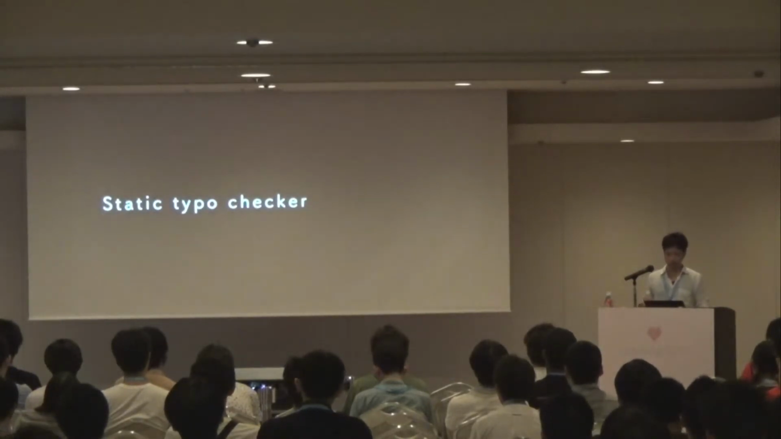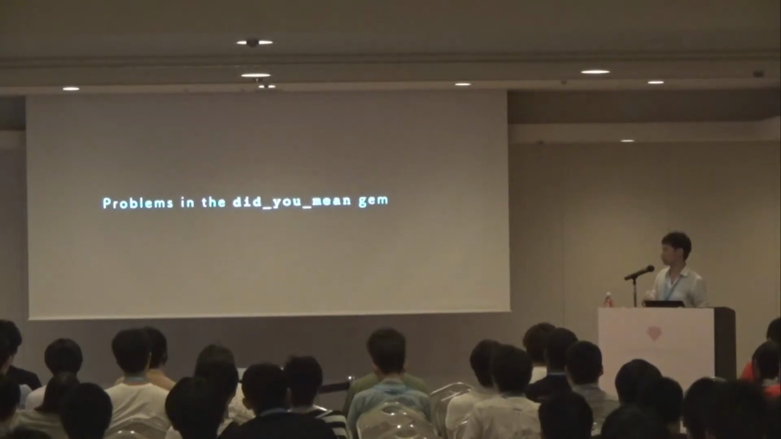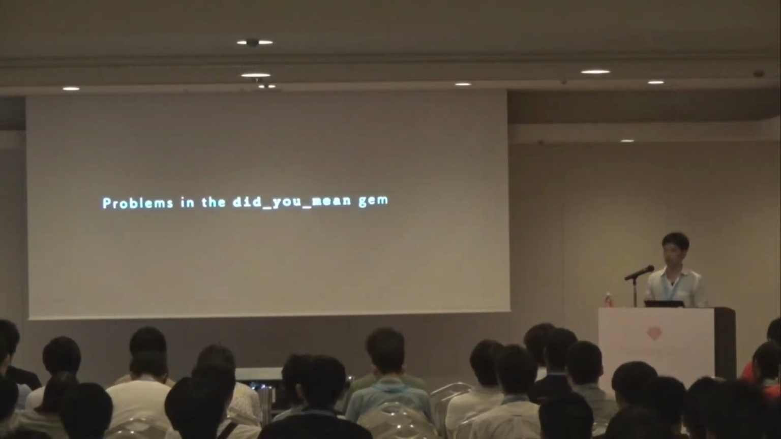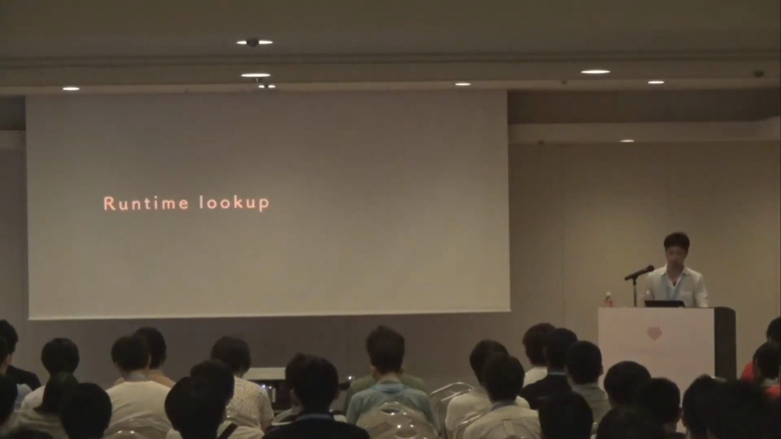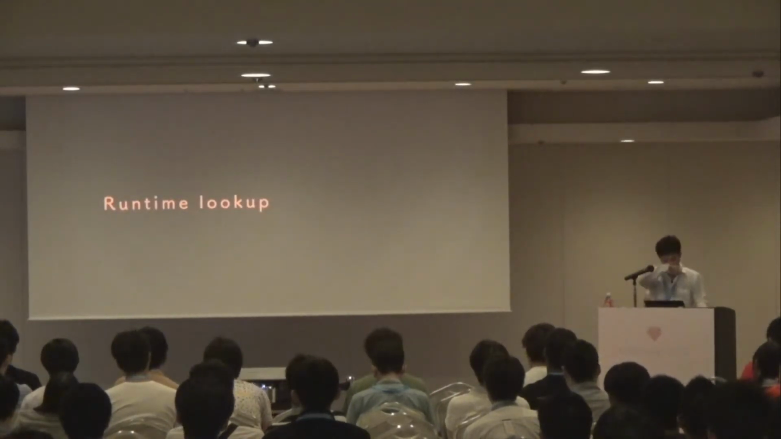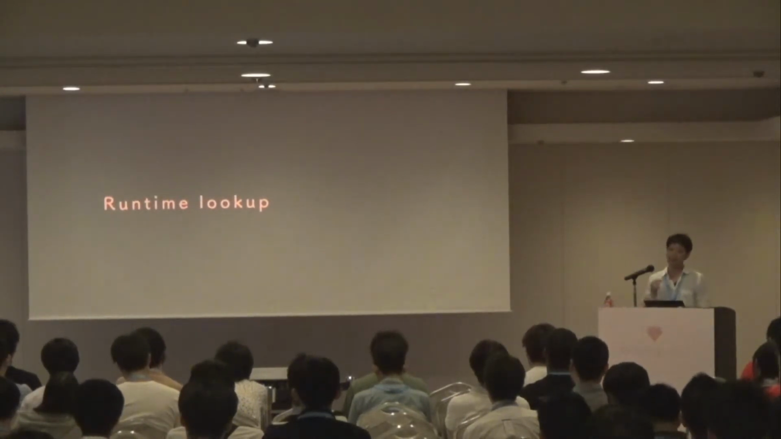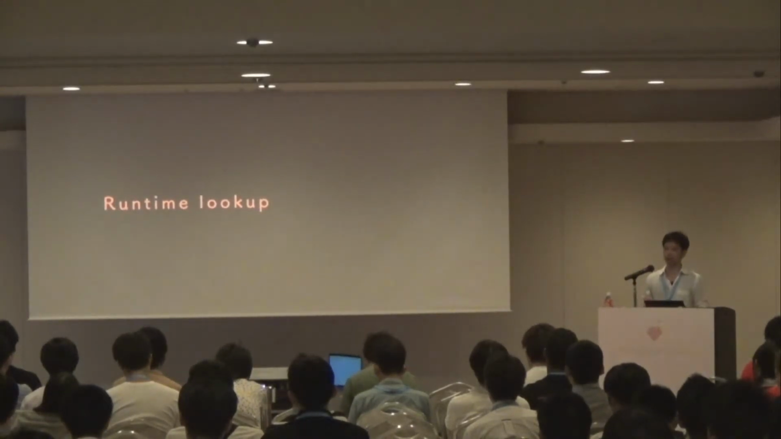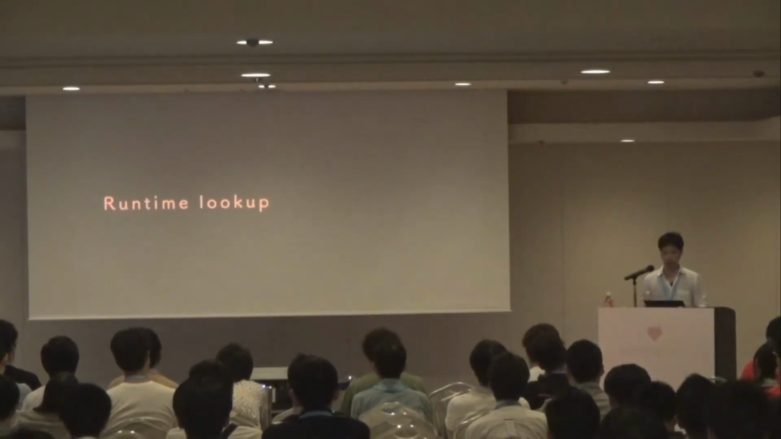Okay, so going back to the main topic, which is the static typo checker. But before we talk about this, I wanted to talk about the problems that the DidYouMean gem currently has. The biggest problem is obviously that it's a runtime lookup. What happens is you add a method call to your file, and then you spin up a Ruby process, and then if it's a Rails app, a request comes in, and it tries to process the request to generate HTML or something. So it does a lot of things.